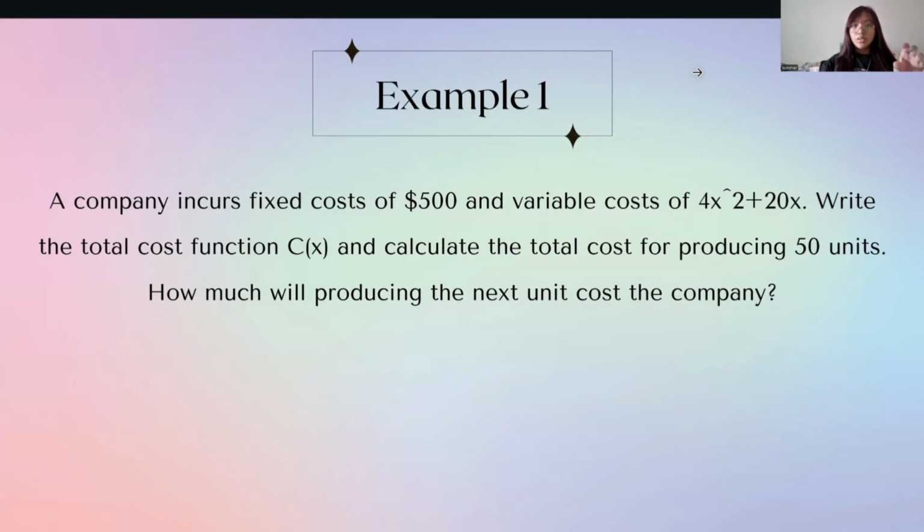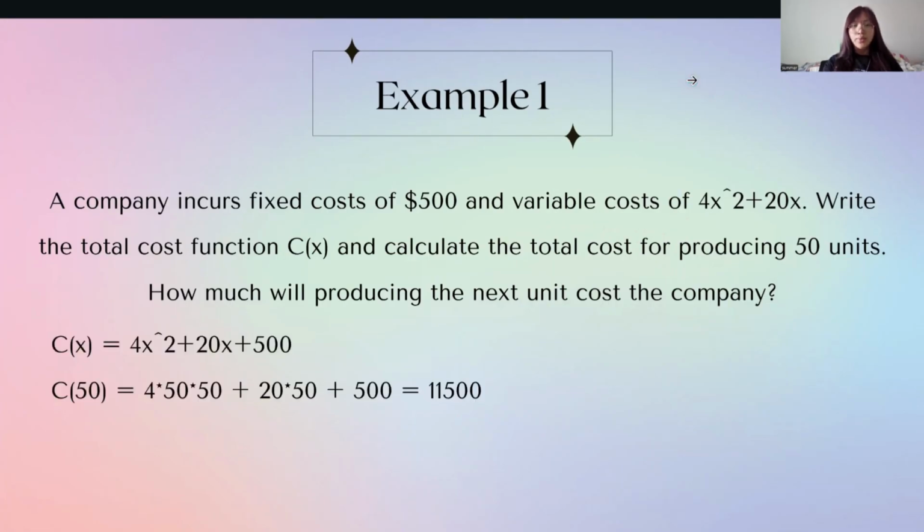Let's say a company incurs fixed costs of $500, such as in rent and other things, and variable costs of 4x squared plus 20x. Write down the total cost function C(x) and calculate the total cost for producing 50 units. Now, to write the total cost function C(x), you just need to combine the variable cost and the fixed cost, which will be like this.